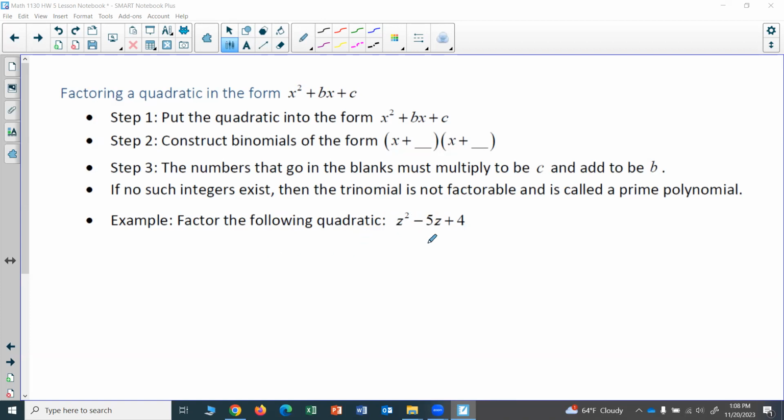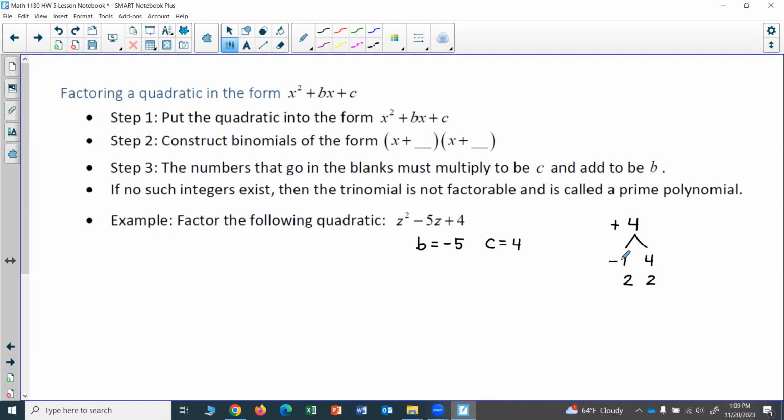So identifying here my b and my c, I have b is -5, the number in front of the middle term, and c is +4. So I have z squared minus 5z plus 4. So I want factors of 4. So my possibilities are only 1 and 4, or 2 and 2. And they have to add up to be -5. They have to multiply to be a positive and add to be a negative.